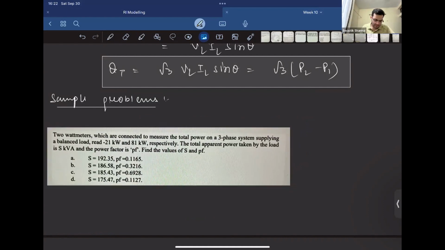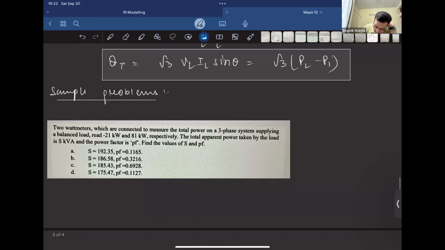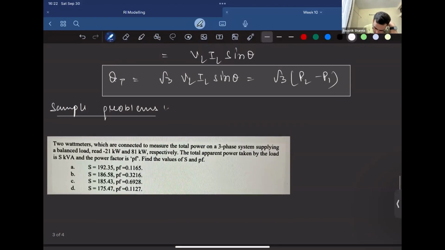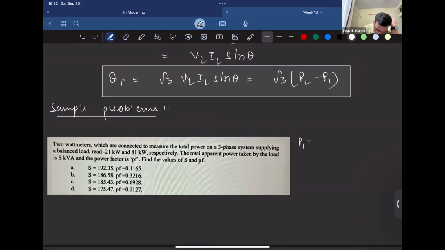So the question is saying that 2 wattmeters which are connected to measure the total power of a three-phase system, which is supplying a balanced load, read minus 21 kilowatt. That means P1 is minus 21 kilowatt, and P2 is 81 kilowatt. And the total apparent power taken by the load is S kilovolt-ampere, and the power factor is PF. Find the values of S and PF.